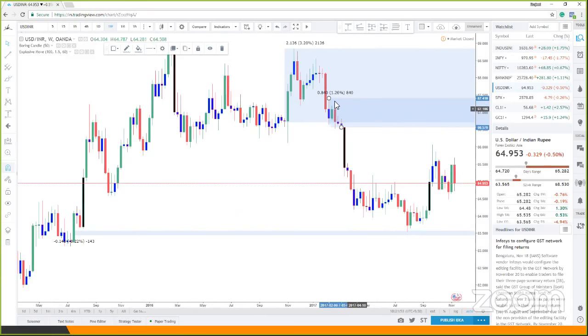So what you can do is, because I want to go short in this supply, you will be waiting for some bearish candlestick pattern to form. As an example, it can be a shooting star, right? It can be a bearish engulfing. It can be a bearish harami, right?